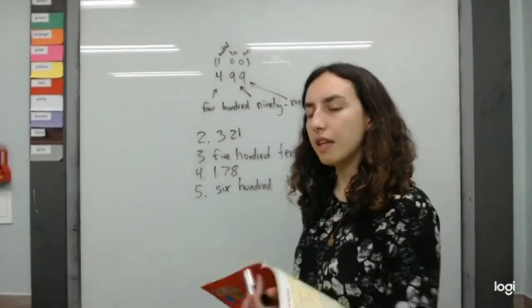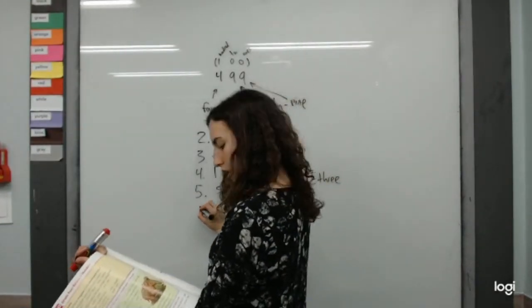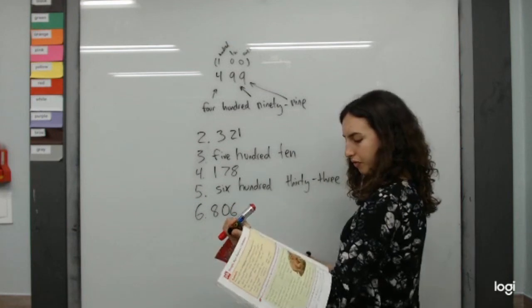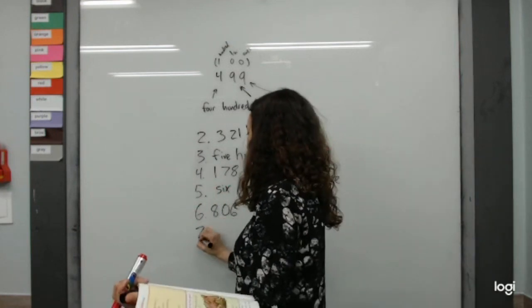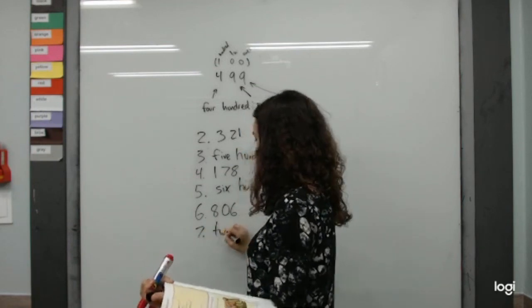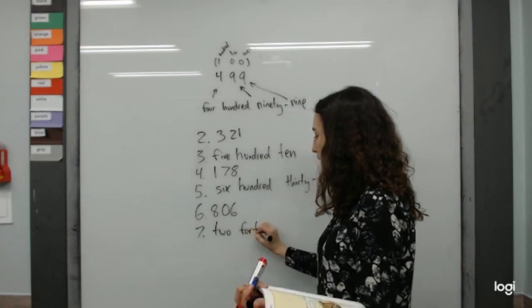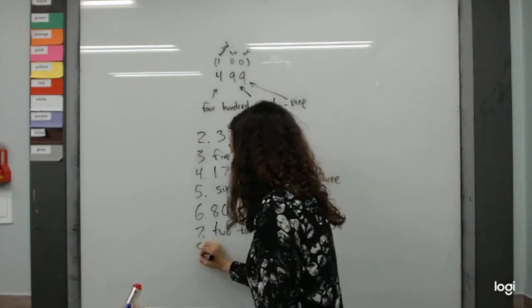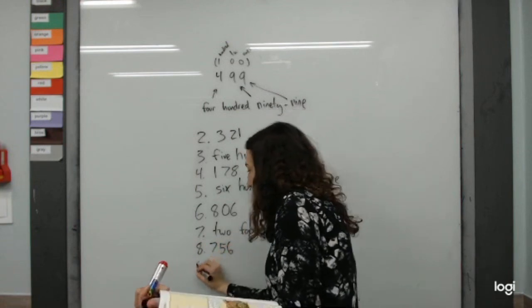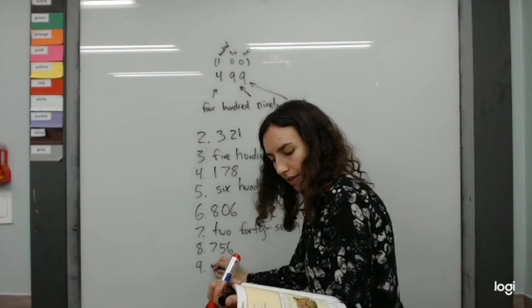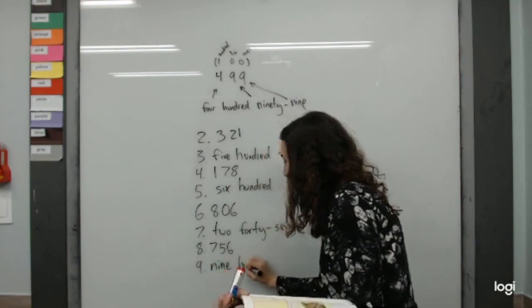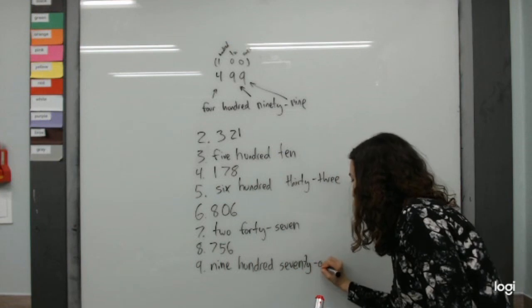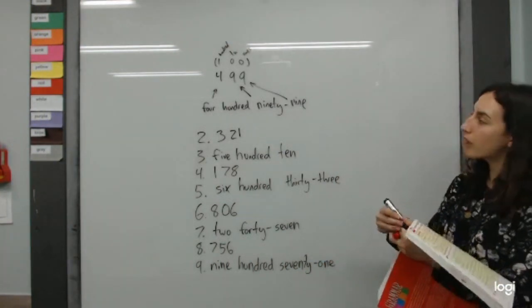The next one, we have 806. So we know we have to start with an 8, and then the next number is 6. Number 7, we have 247. So we start with a 2, and then we have 4, but it is 47. We have 2 more, 756. You have to start with 756. And last one, 971. Okay, so finished with the lesson today.